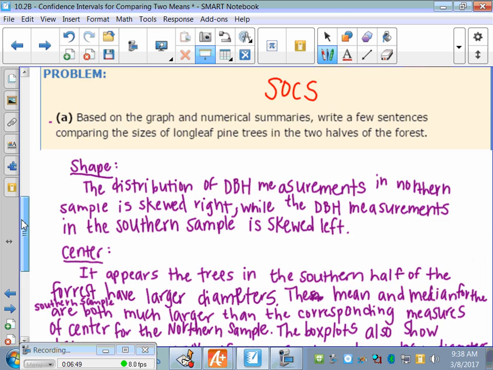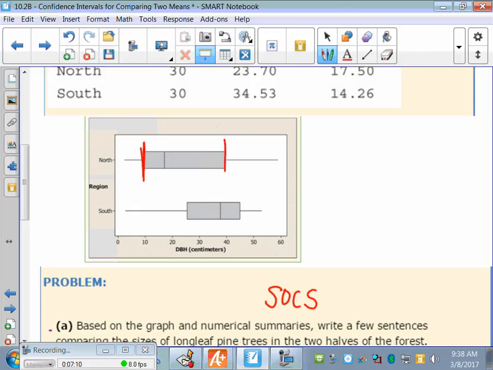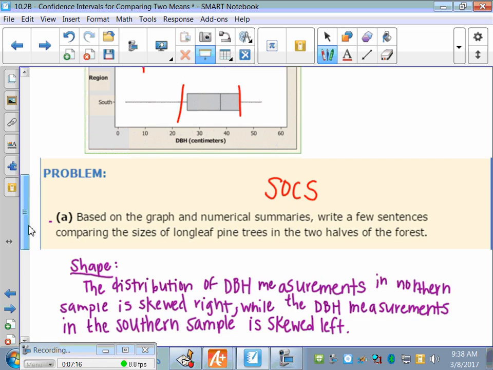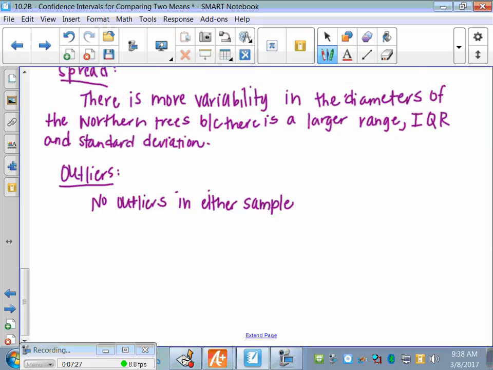All right, and then spread. So for spread, think variability. Which one of those has more variability? What do you think, Ginger? Definitely the north, right? Look at the range. Which one has a bigger range? The north. Look at the IQR. Do you guys remember IQR? Yeah, from here to here is the IQR, Q3 minus Q1. That's a bigger distance than here to here. So both the range and the IQR are larger for the north, all right? Outliers, you would just say neither of them have outliers, okay?